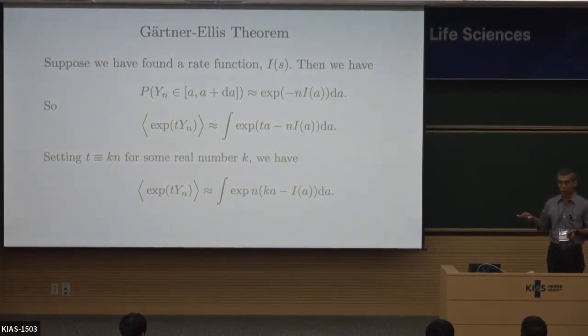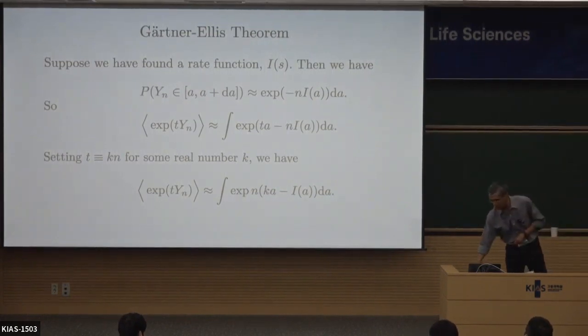Right, we're going to look for not quite the stationary point, but the maximum, right? The maximum of ka minus ia, the supremum of ka minus ia, is going to determine the value of this integral entirely as n goes to infinity, right? And that's called the Laplace approximation, or the saddle point approximation, right?